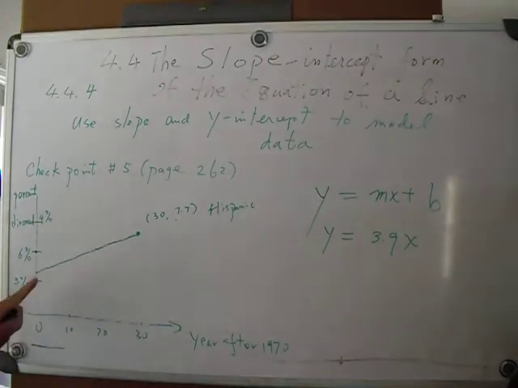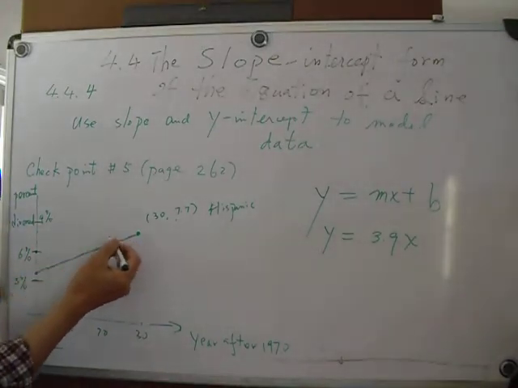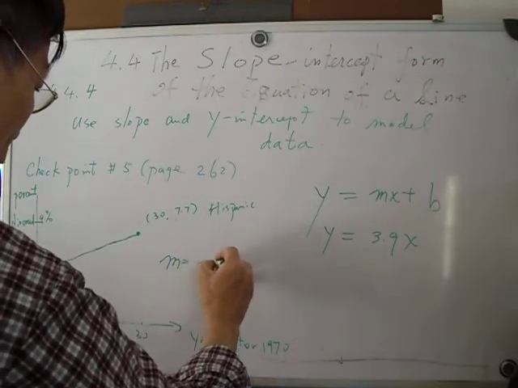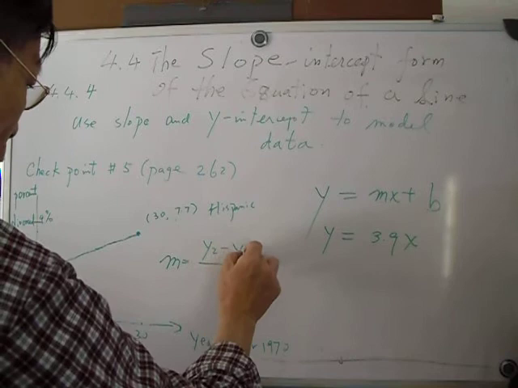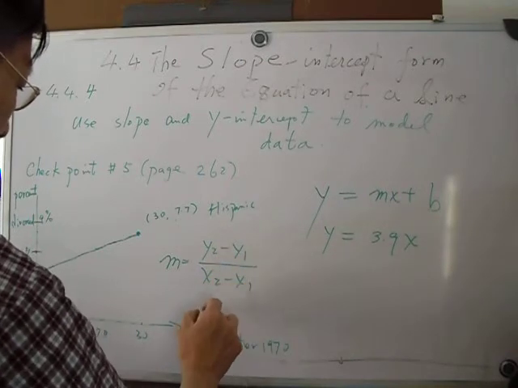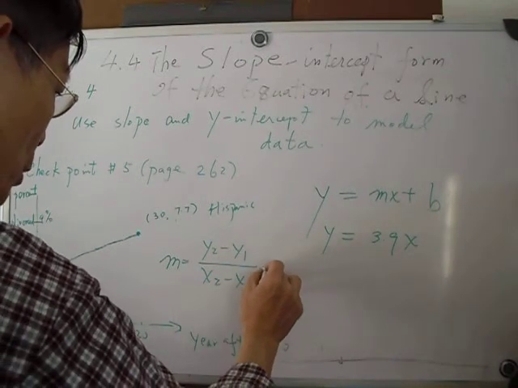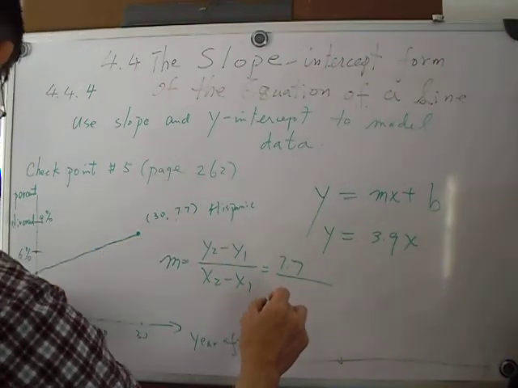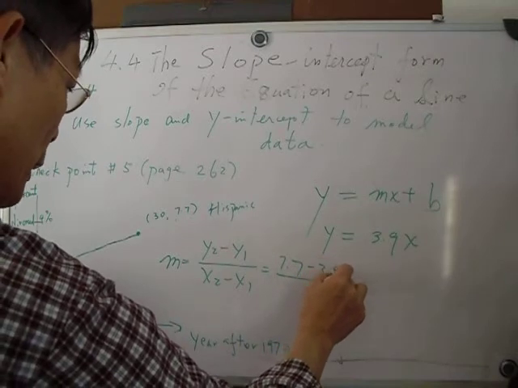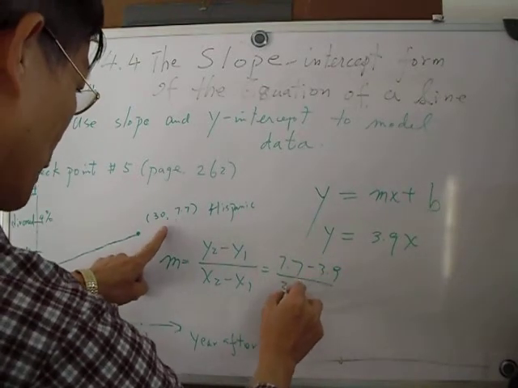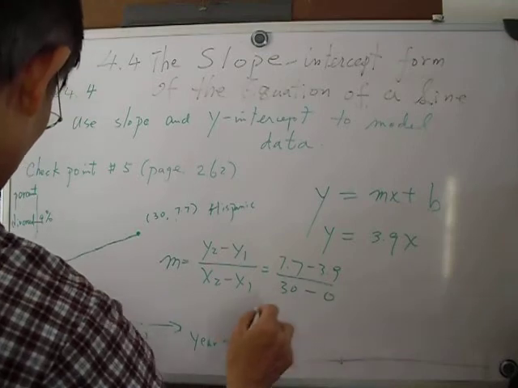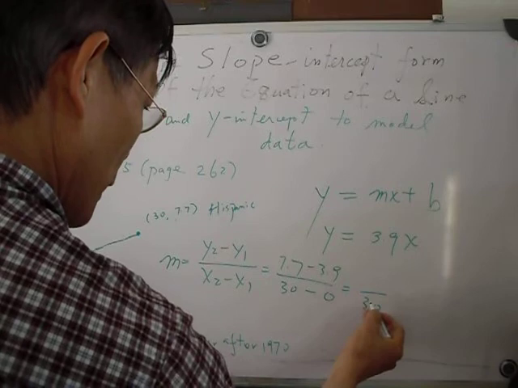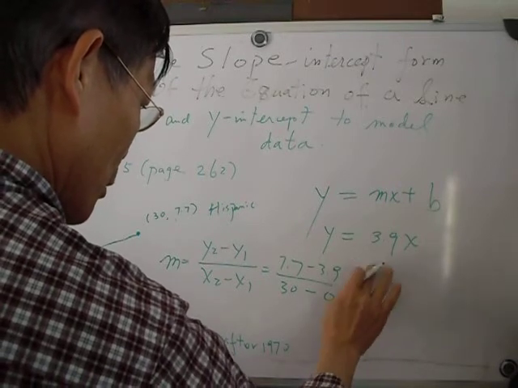And then the slope. How do we find the slope, given 2 points? In our previous section, we learned the slope formula: y2 subtract y1, over x2 subtract x1. So the slope will be 7.7, y2, minus 3.9, y1, over x2, which is 30, minus x1, which is 0. As you can see, year 0. So you have a denominator of 30. The numerator is 3.8.